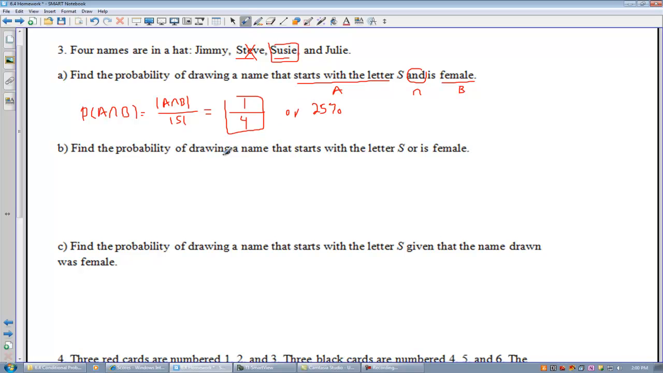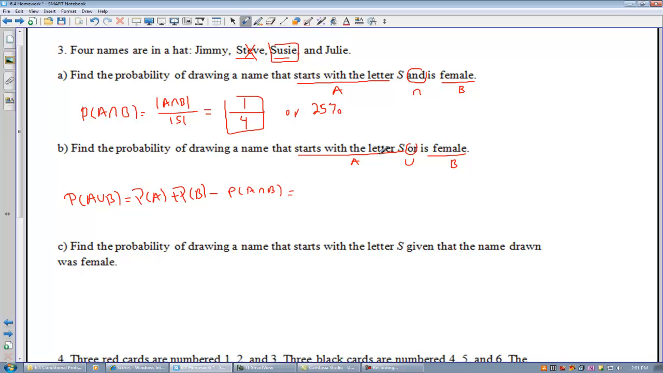Now we want to find the probability of drawing a name that starts with an S, right, so there's my A, or, so that's union, is female. So now the probability of A union B is equal to the probability of A, right, plus the probability of B, minus the intersection, the probability of A intersect B, because we counted it twice over here.